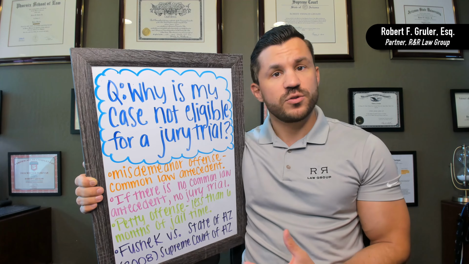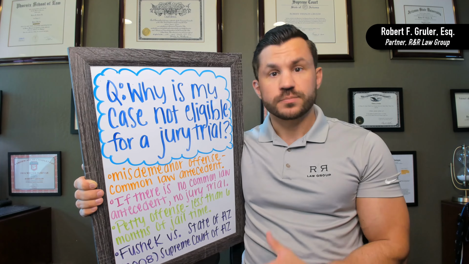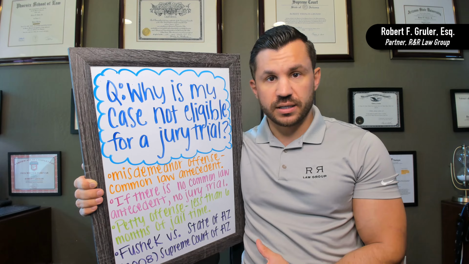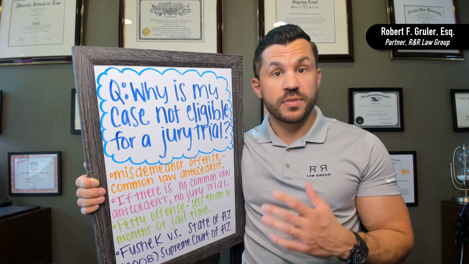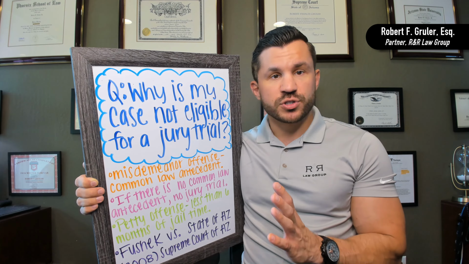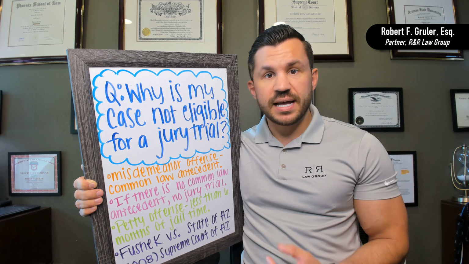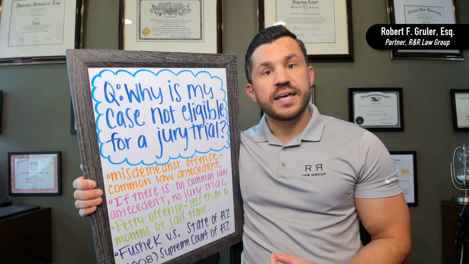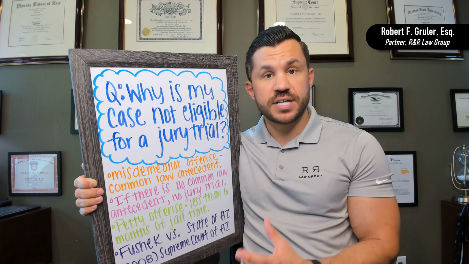of this stuff. Basically, the way that it works is if you're charged with a misdemeanor in Arizona, you're eligible for a jury trial if there was a common law antecedent for that type of crime. So what that means is, in Arizona, we have what's called statutory law. We have laws that were passed by Arizona, by our legislature, that they actually wrote on the books, and it's codified, it's in code in our statutes.